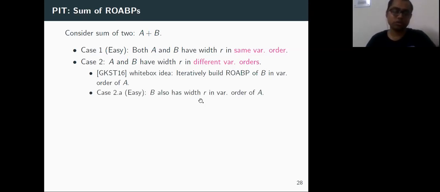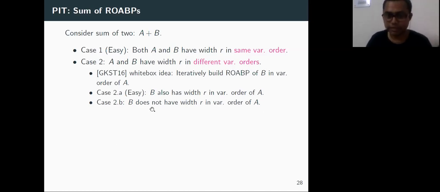Here also there is one easy case. Suppose I build the ROP for B in the variable order of A, and it might be the case that B again has width less than or equal to R in the variable order of A also. Then again, in the same way, I can make a 2R width ROP and it can be handled. So after all this pre-processing, we are left with case 2B, which is difficult: B does not have width R in the variable order of A.